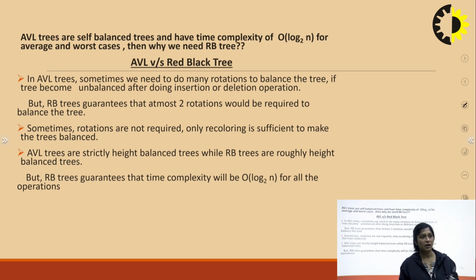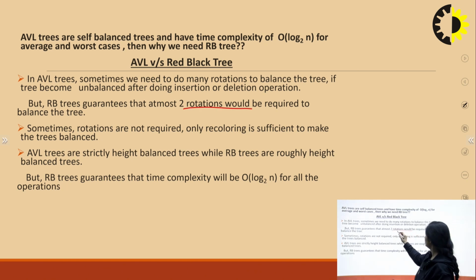Red black tree and AVL tree are approximately the same. That's why I am talking about the red black tree. Before understanding the red black tree, we will understand why we need it. AVL trees are self-balanced trees with the same time complexity. In an AVL tree, sometimes we need to do many rotations to balance the tree if the tree becomes unbalanced after insertion or deletion operations, but in a red black tree, it guarantees that at most 2 rotations would be required to balance the tree.